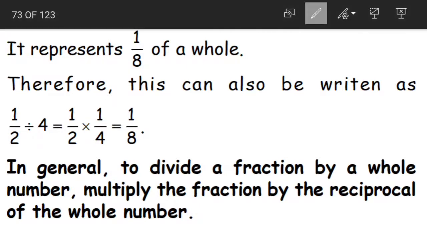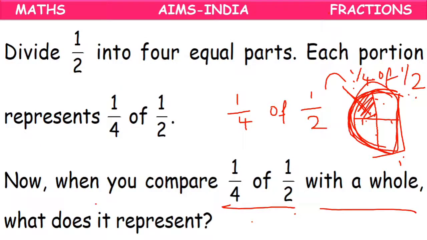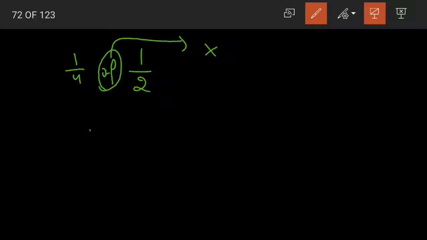How? See, what did we say here? 1 by 4 of 1 by 2. Now if you remember about fractions, when we say 1 by 4 of 1 by 2, what did I say this "of" represents? This "of" represents multiplication. So it is nothing but 1 by 4 into 1 by 2.